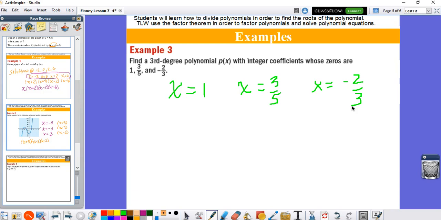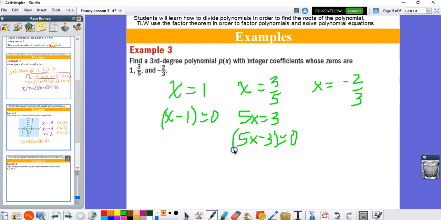So what we would do here is we would just subtract 1, so this would be x minus 1. So that was our factor. Here, we're not just going to subtract 3/5. We're going to multiply by 5 first. So 5x equals 3, because that's how we got to that 3/5. So then we're going to subtract 3. So 5x minus 3 is going to give us our solution. So that would be our second factor. And then here we would multiply by 3 and add 2.